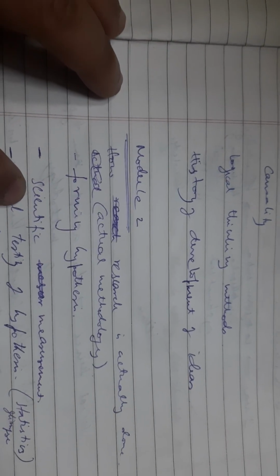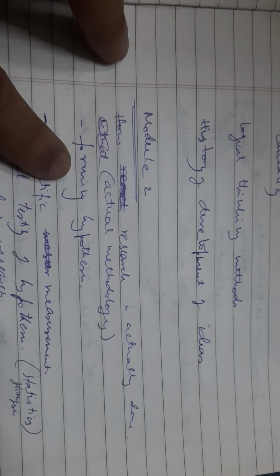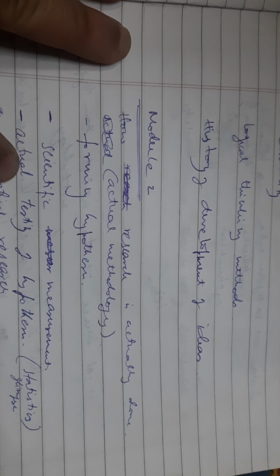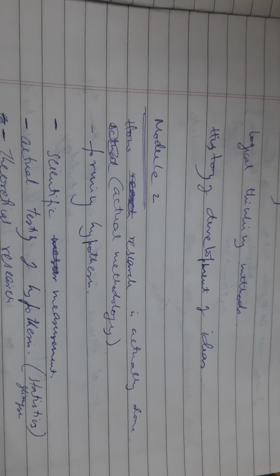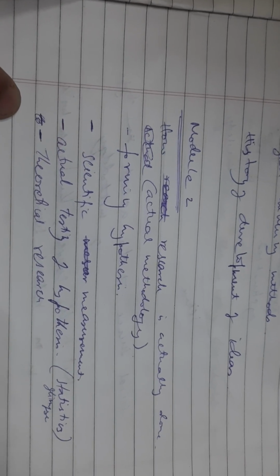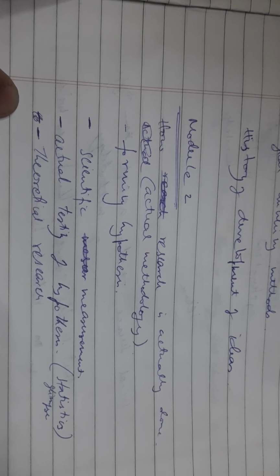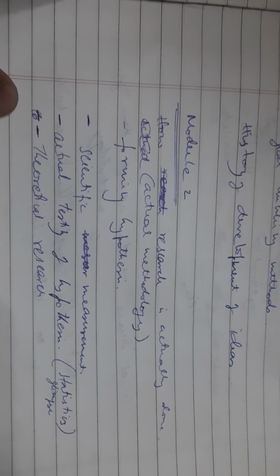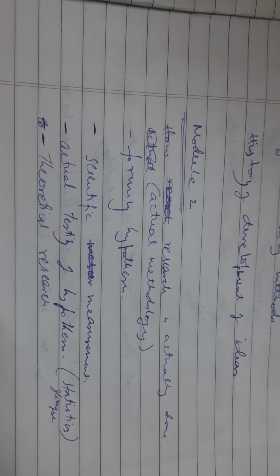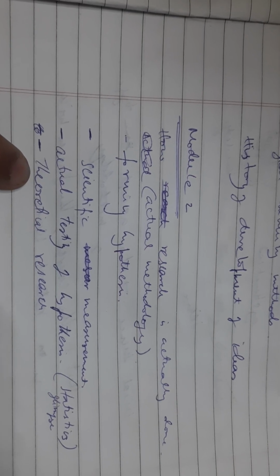And in module 2, he talked about how research is actually done, the actual methodology of research, then how to form hypothesis, then how to perform and how to interpret these scientific measurements, and the actual testing of hypothesis, the statistical glimpses and all that, how the measurements are used to actually test the hypothesis, and he talked about theoretical research.